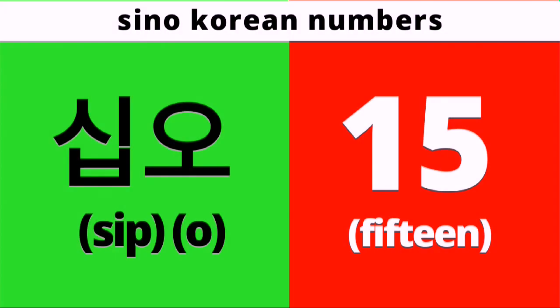So next, the Sino-Korean translation of number 15 is ship o. Ship represents the tens value, which is 10. O represents the ones value, which is 5. So 10 plus 5 is 15, and that would be ship o.